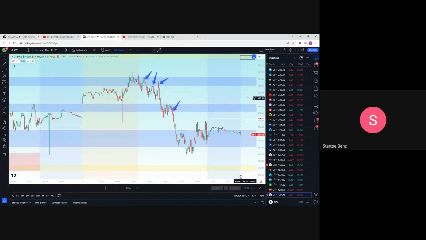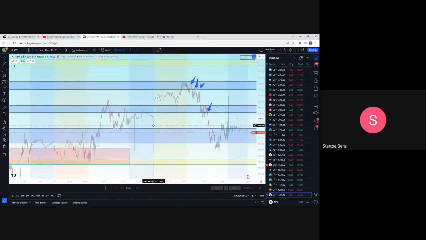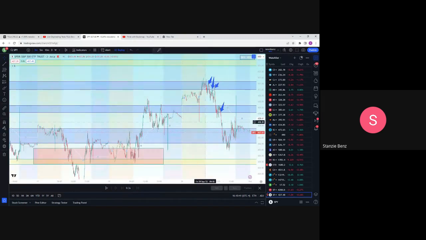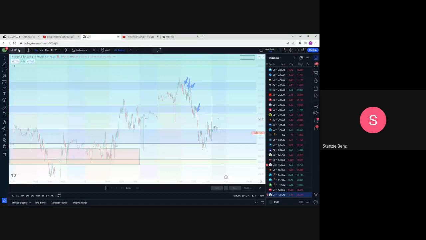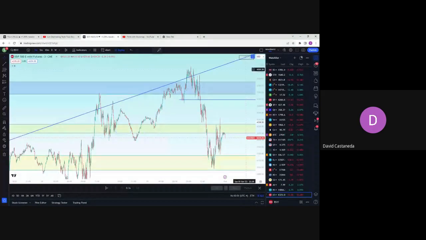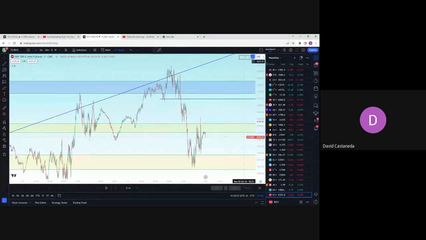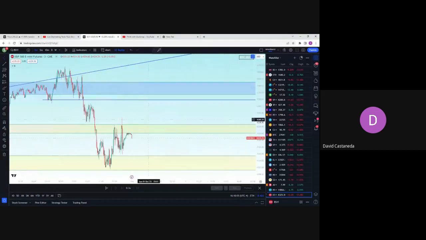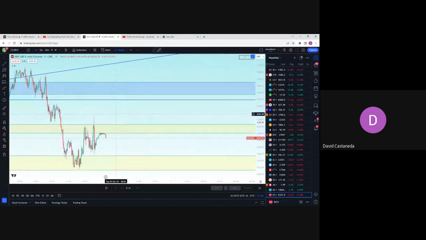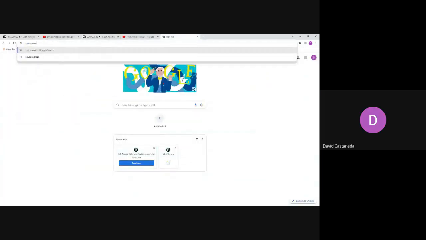I don't know how to translate SPY to ES exactly. I don't know if there are indicators for that. Makes sense. There's actually a website called spyconverter.com, but it's for SPX, not ES. Oh, actually, yeah, there is one. Spyconverter.com. And there's also ES to SPY, QQQ to NQ.